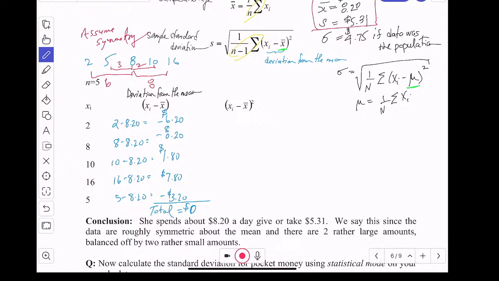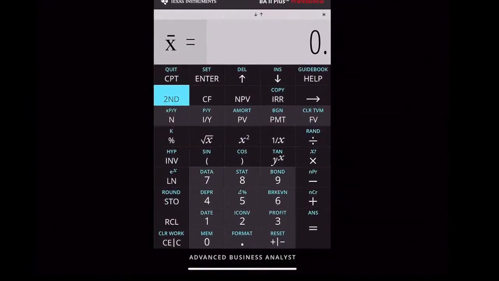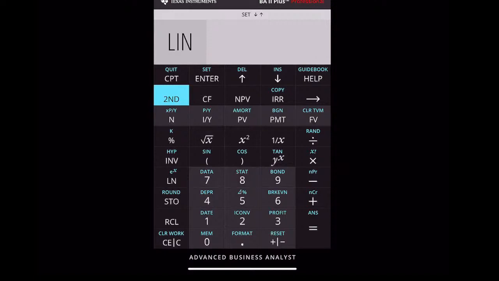So after you put all the X's, you hit second stat. And then you scroll and see the results.